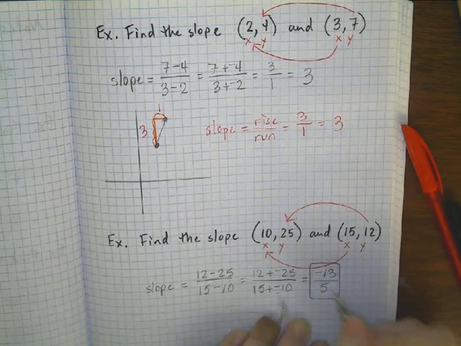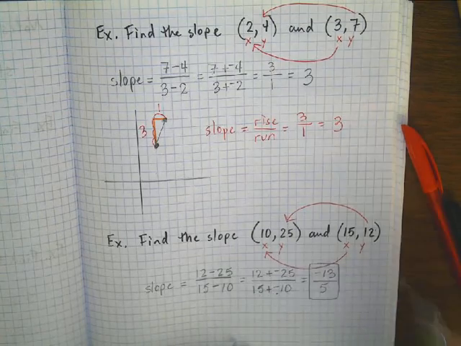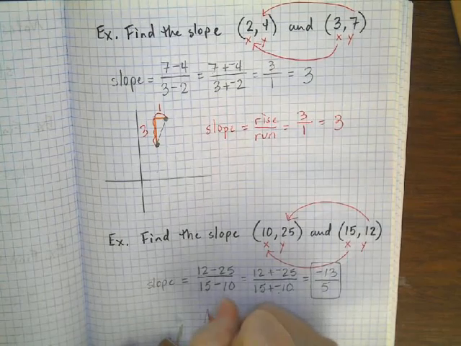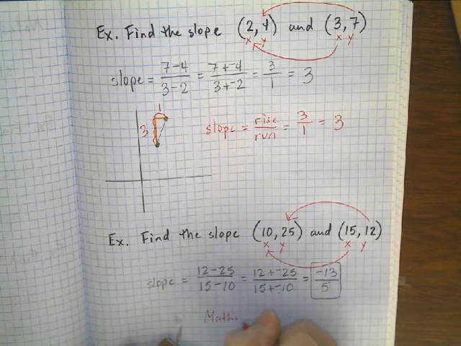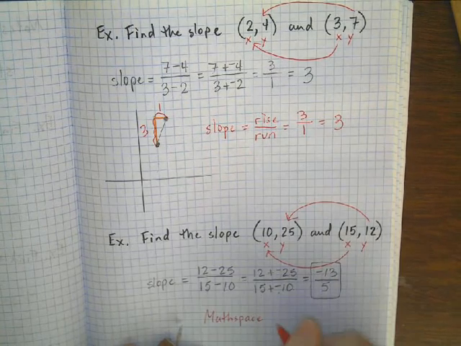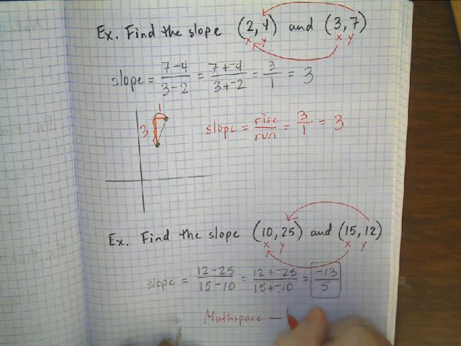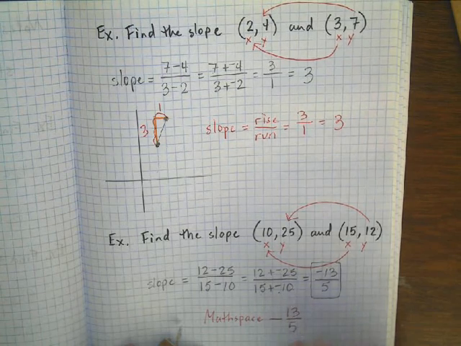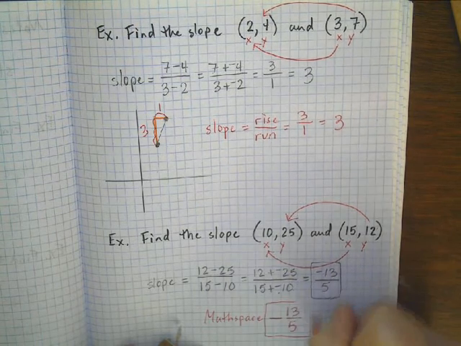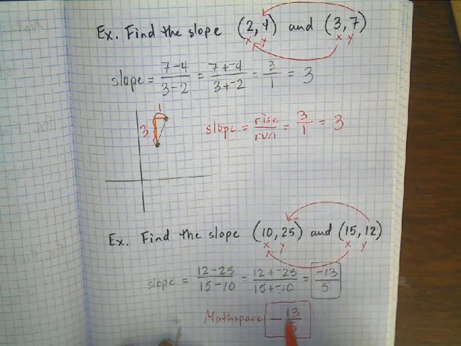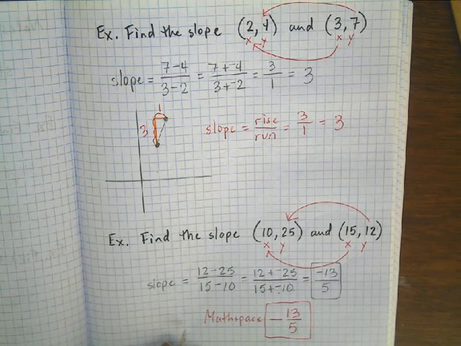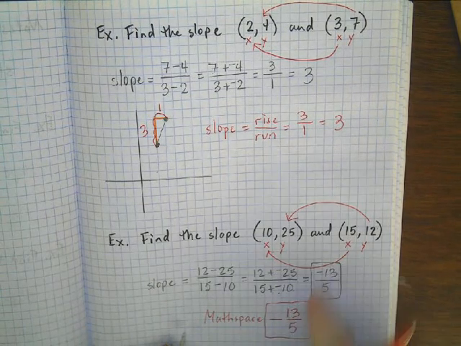Okay, now if you have an answer like this, in math space, they might want you to write negative 13 over 5. They might want you to have the negative in front, not on top. So be careful on that. Sometimes math space doesn't like the negative on top.